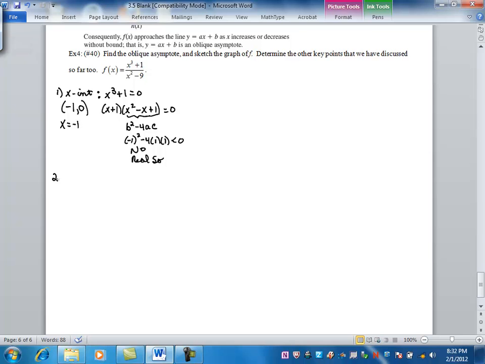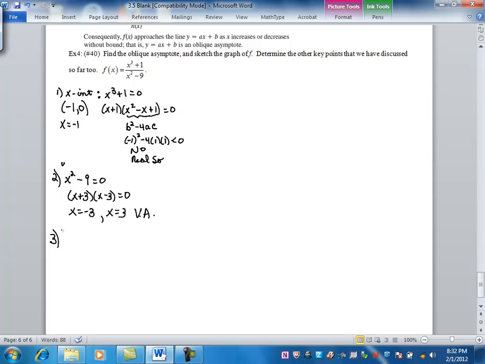Alright. Then we need to know where the denominator is equal to 0. So I'm looking here for the places where x squared minus 9 equals 0. Of course, we can factor this. (x plus 3)(x minus 3) equals 0. x equal negative 3, x equal positive 3. So these are my vertical asymptotes.